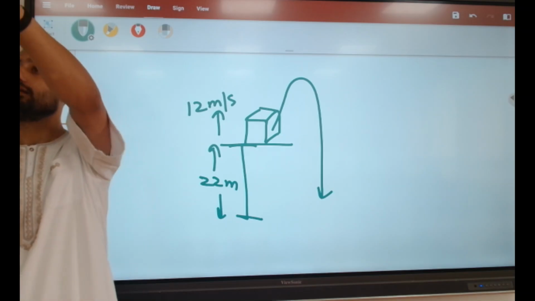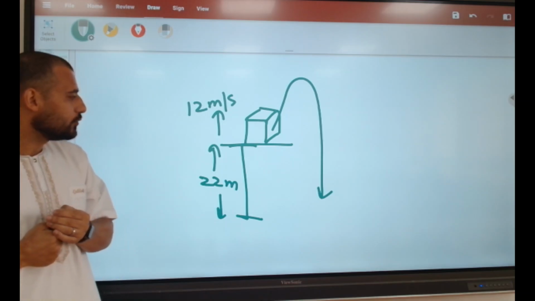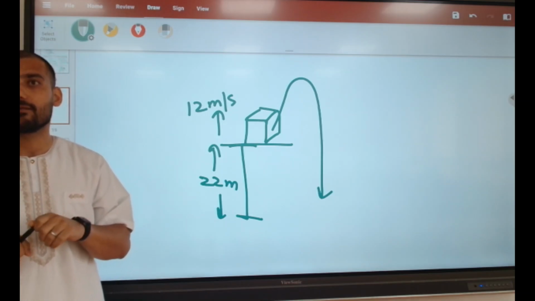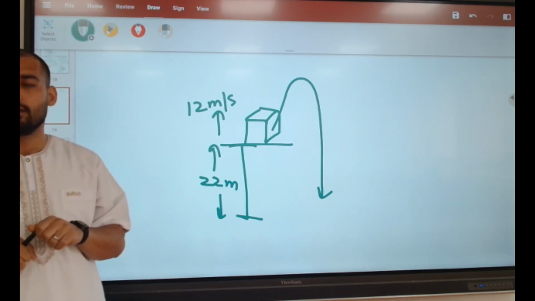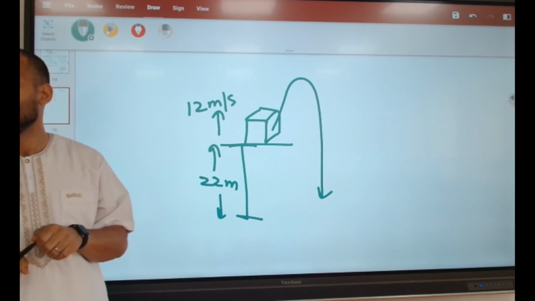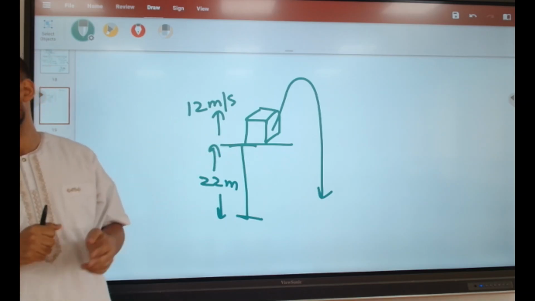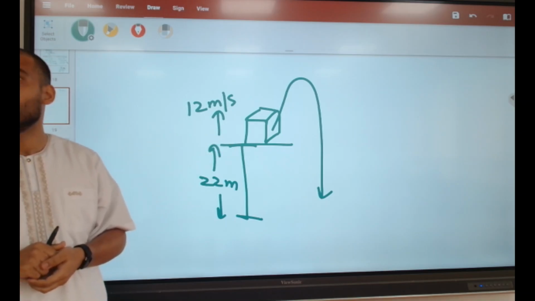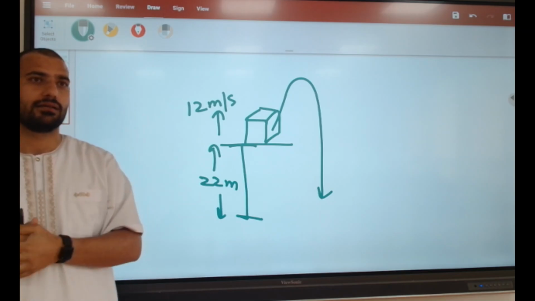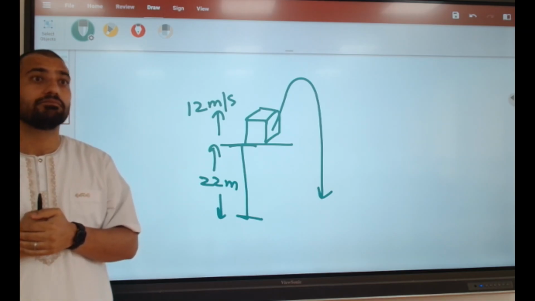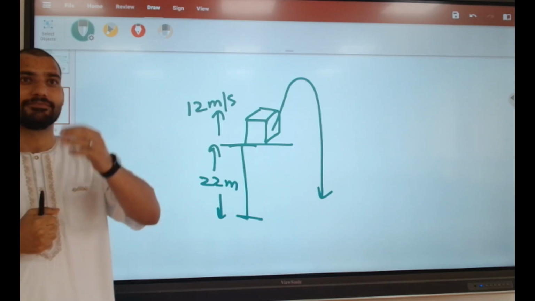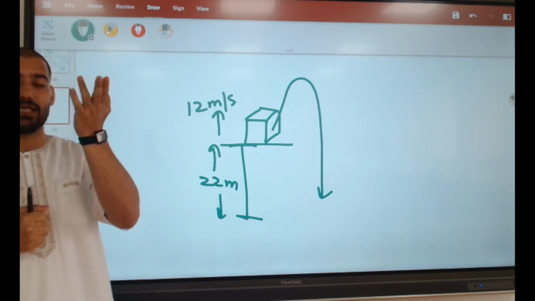1.2 seconds. 2.2. Anyone else? It falls, so it just drops off. Right? The diagram was shown. 1.8. 1.8. Yes. Yes, Tagri?